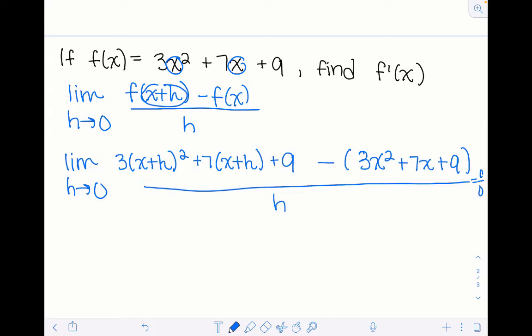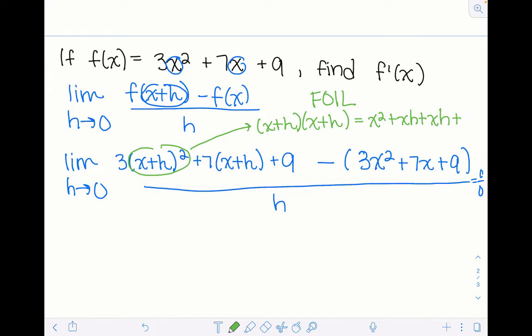So to simplify, there's a couple of things I want to do. First, I might look here: x plus h squared means x plus h times x plus h, so you have to FOIL it out. x squared plus xh plus xh plus h squared. So the xh's are actually like terms, so I can combine those together and say 2xh plus h squared.